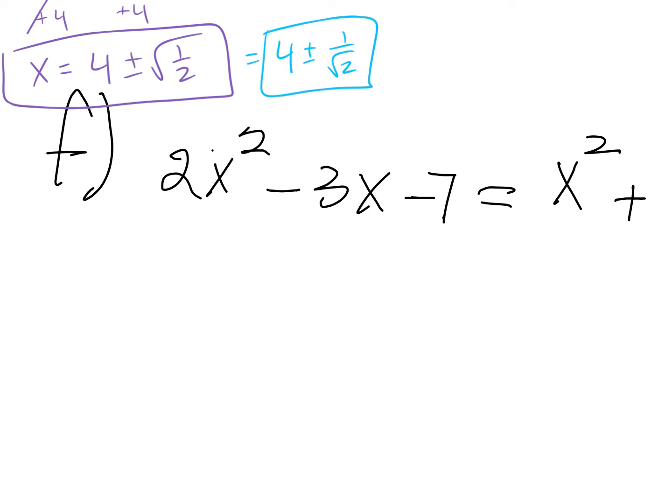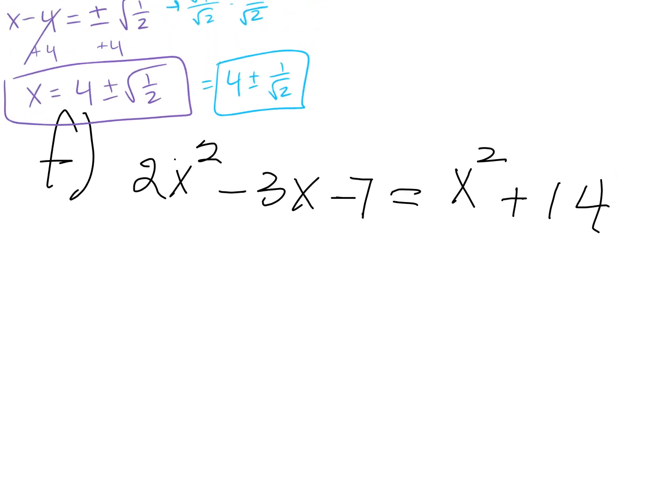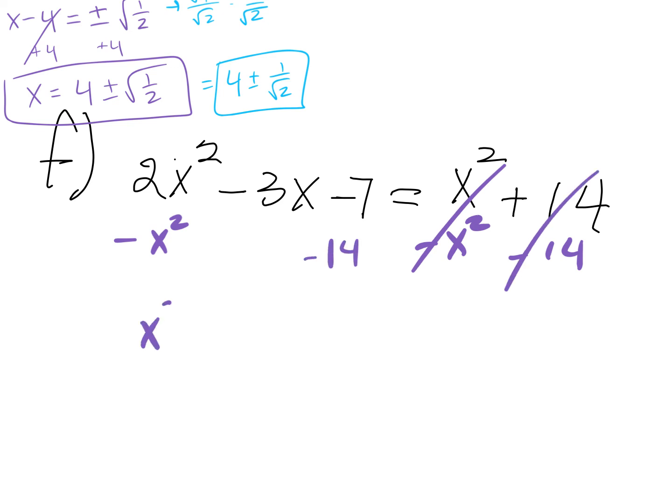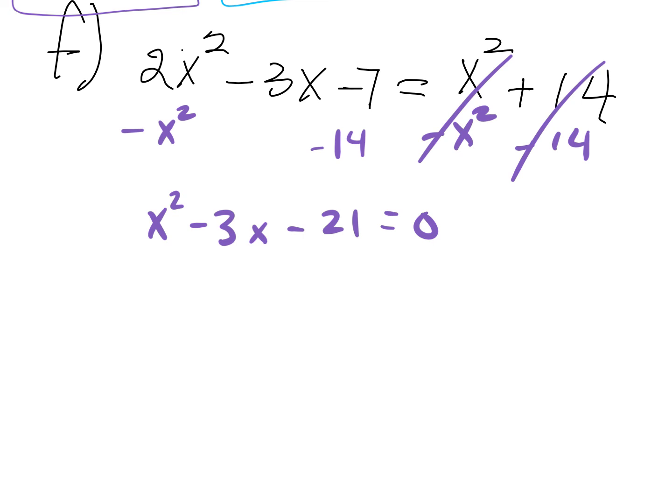All right, for F, it doesn't factor. So to factor it, we would move everything to one side, subtract x squared and subtract 14. We get x squared minus 3x minus 21. And this doesn't factor. So we would factor, but this does not factor.